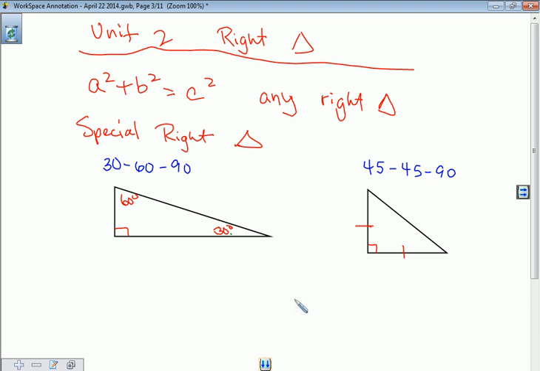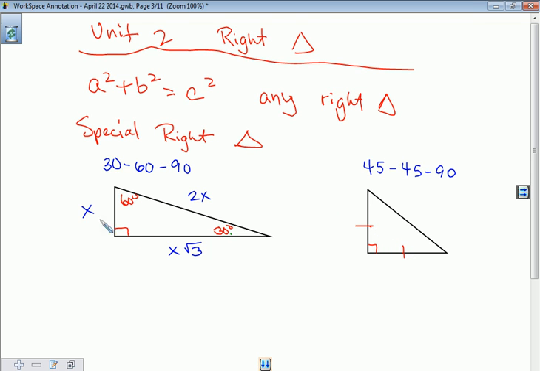Now, on the SAT, they actually give you that the short leg is x, that the long leg is x root 3, and that the hypotenuse is 2x. That is on the formula sheet for the SAT. It is not on the formula sheet for your end of course test though. So the trig ratios are, but the ratios for our special right triangles are not.